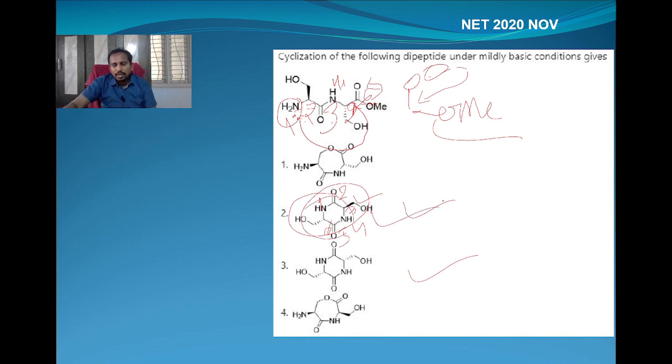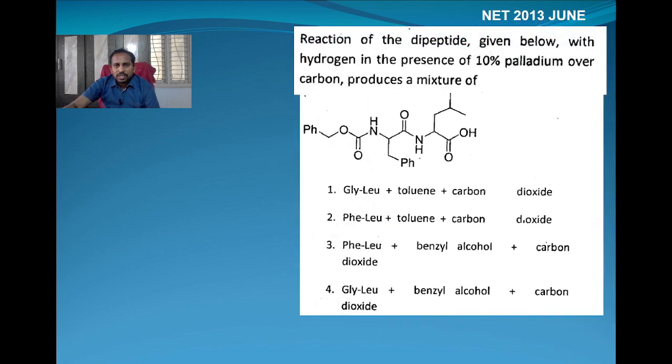So we get the cyclic product. Now listen, reaction of the dipeptide given below with hydrogen in the presence of palladium. There is nothing here, very simple question. Palladium on carbon is used for deprotection of the CBZ group. Where is the CBZ group? Listen, this is CBZ protection, removed by palladium and carbon.